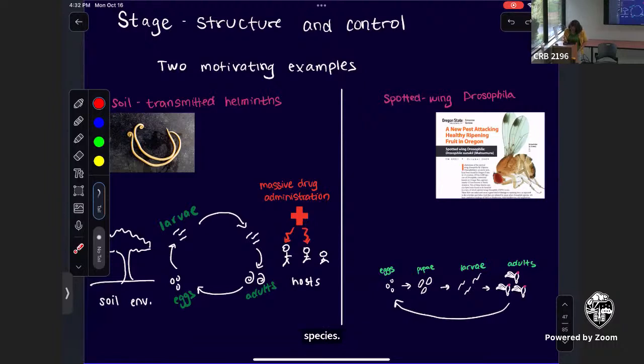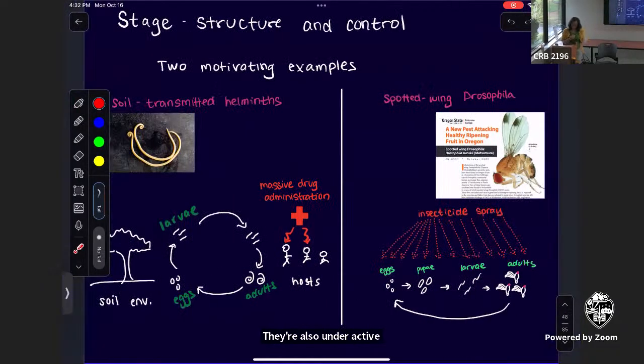It has a life cycle structured into different classes based off of the life cycle of this species. And similarly to the helminth populations, they're also under active control efforts through insecticide spray. So especially on farms, they may spray periodically a few times a year to try to control this species here. Okay. So these are examples that motivate our model.